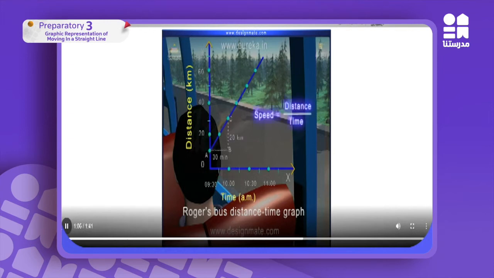Now, speed is the distance traveled upon time taken. Speed is equal to BC upon AB. This ratio of BC divided by AB is also called slope of the line. Thus, for uniform motion, speed is equal to slope of the distance time graph.